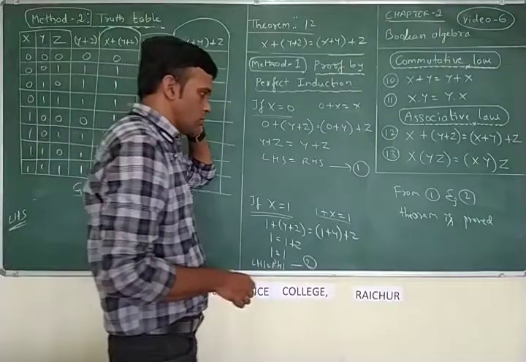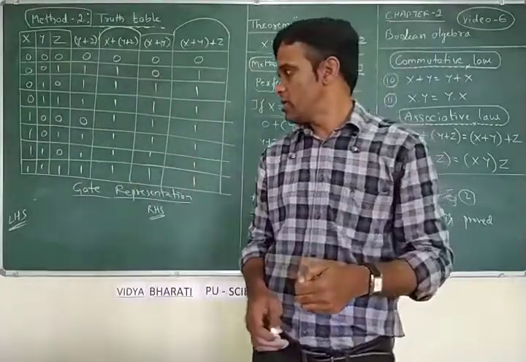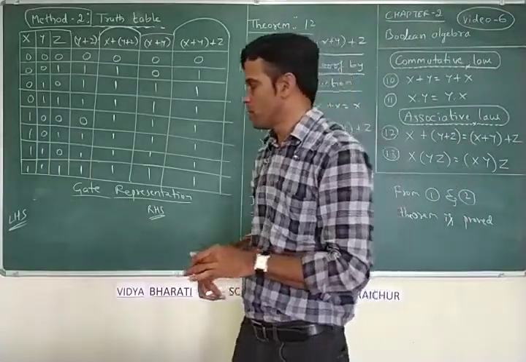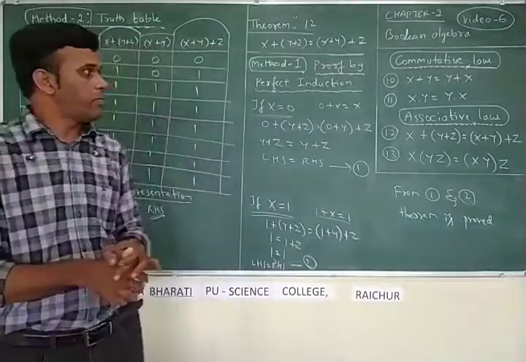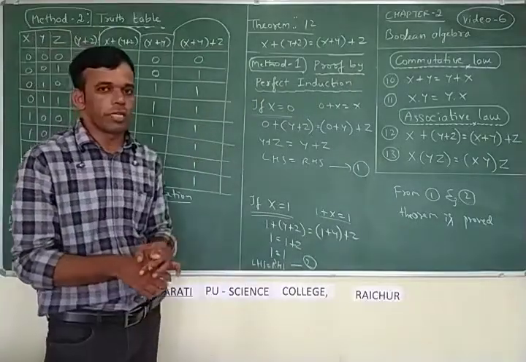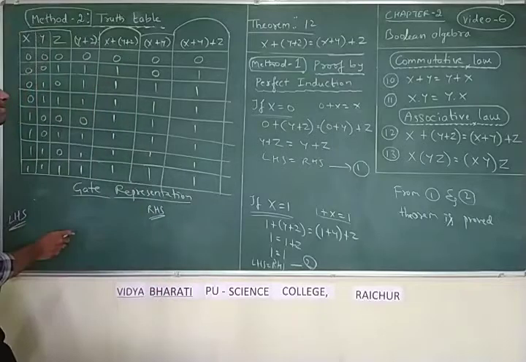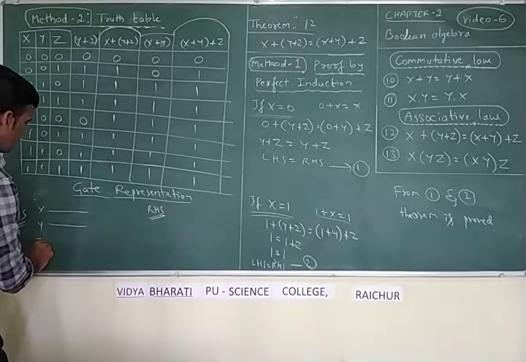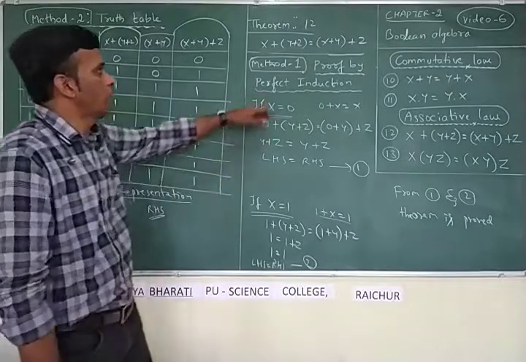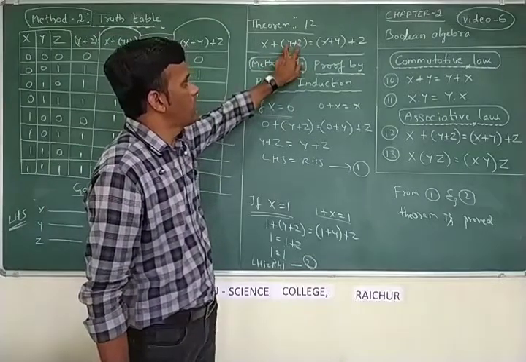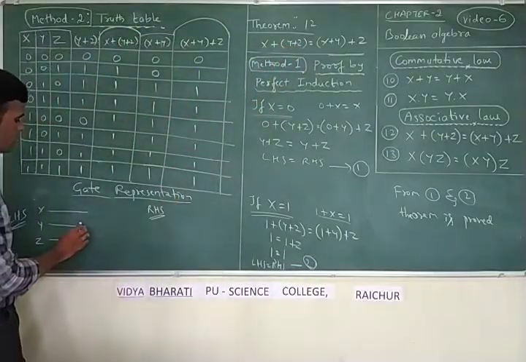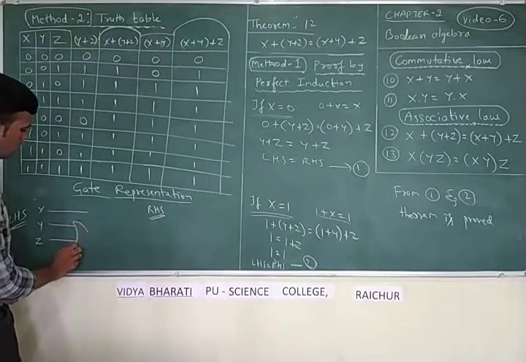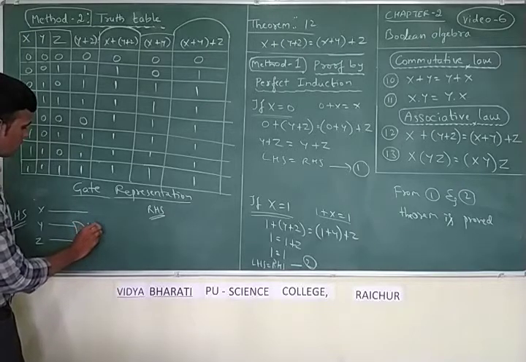Okay. So the next part is, let us see the circuit construction for the given theorem. The left side is x plus (y plus z). Three variables are there: one is x, second one is y, third one is z. First we will go for this part. OR operation between y and z means an OR gate. So this is going to be an OR gate for y and z. Here the result is y plus z.